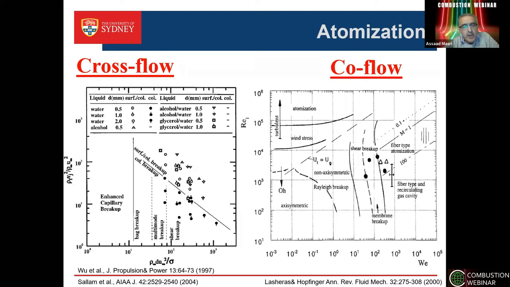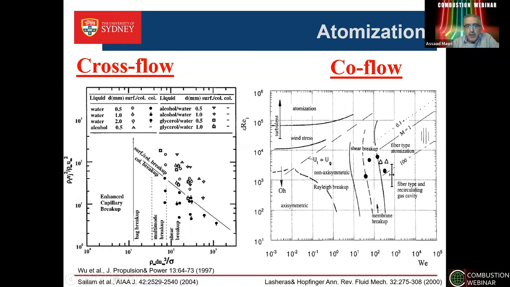So what you'll see in the literature are regime diagrams for the cross flow and the co-flow configuration. And the relevant references are given at the bottom of the page, but essentially for the cross flow configuration, you see here the momentum ratio, and on the horizontal axis, the Weber number, and the demarcation lines between what's referred to as column breakup and surface and column breakup, where the column of the liquid breaks, but also because of the higher momentum, the surface of the jet is also broken. And in that you have modes of bag breakup and multi-mode breakup and shear breakup that refer to different geometries of fragments as the jet is being broken.